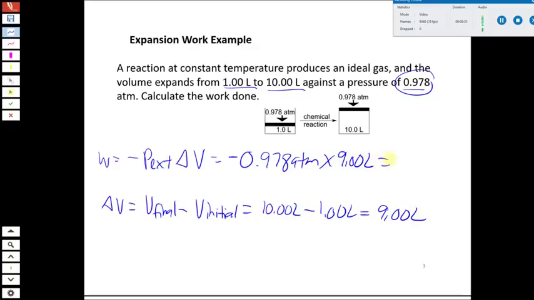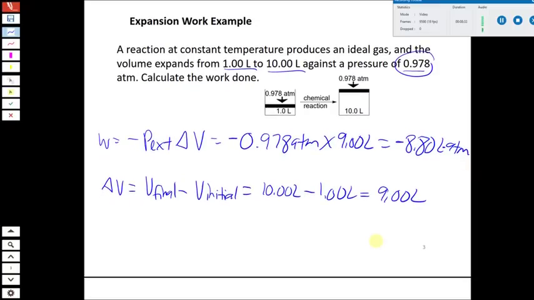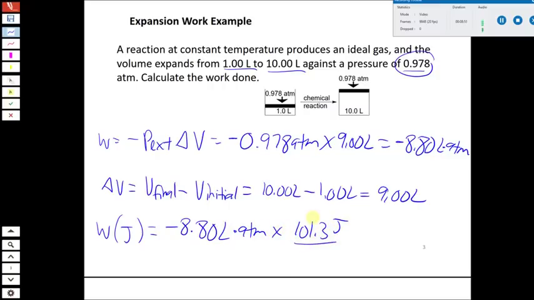So when we multiply those two together, external pressure, delta V, with a minus sign out in front, we get minus 8.80 liter atmospheres. Now I didn't specify the units for work, but in almost every case we're going to want to do this in joules, not in liter atmospheres. So the work in joules, again we have the conversion factor that I introduced in the last slide, is minus 8.80 liter atmospheres, and then it's going to be 101.3 joules per liter atmosphere.